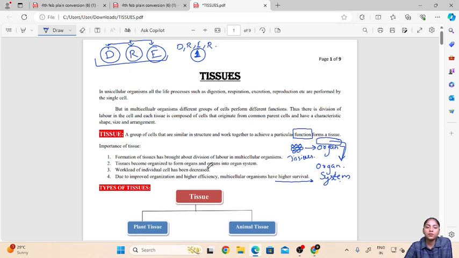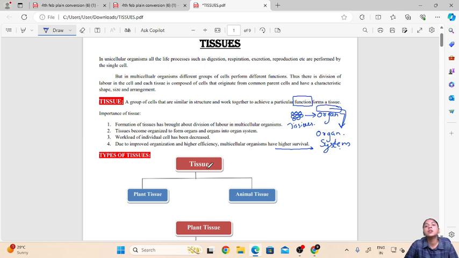Now types of tissues. Do you think the tissues or the structure of cells in animals and in plants will be the same, or will they perform the same functions in plants and in animals? Now the tissue is classified into two types, plant tissue and animal tissue. Now a major noticeable difference between these two organisms, that is plants and animals, is that plants are stationary. That is, they don't move. And animals can move.